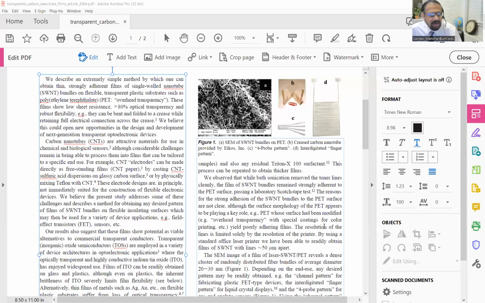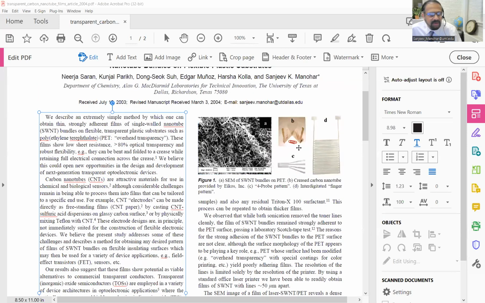So, for example, in the actual article, here are some line patterned. You can see here, finger patterned, etc. We could draw using the patterning technique. Okay, that's what I wanted to show you. Now let's go back to the questions.